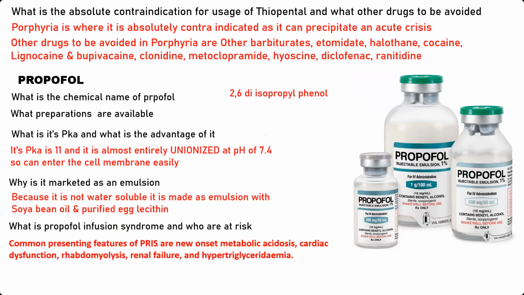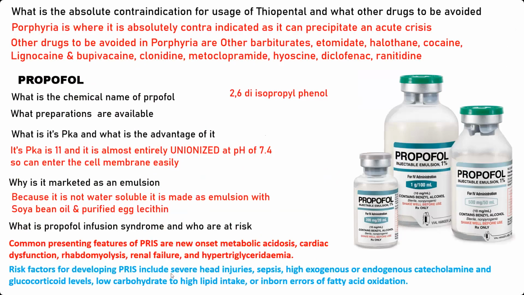Pediatric. Pediatric patients are more at risk. So common presenting features are onset of metabolic acidosis, cardiac dysfunction, rhabdomyolysis, renal failure, and high triglyceridemia. Okay. So risk factors for developing propofol infusion syndrome are severe head injuries, sepsis, high exogenous and endogenous catecholamine levels, glucocorticoid levels, low carbohydrate level, and inborn errors of fatty acid oxidation, and also pediatric age group. Okay.